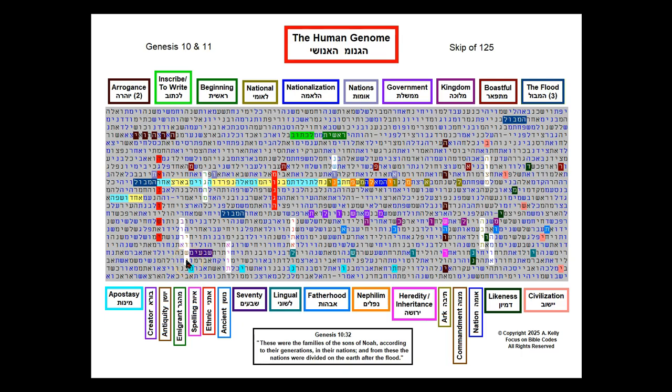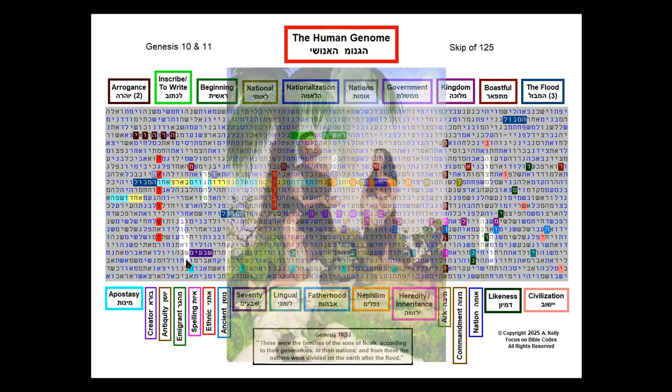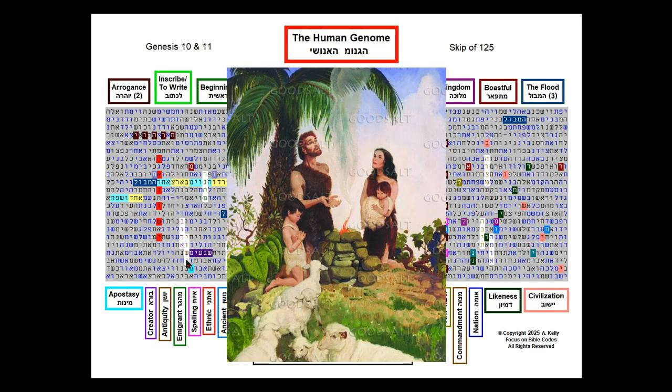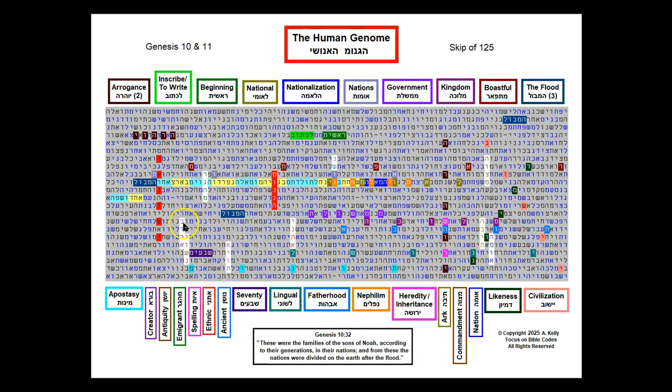The Creator made the first man in his own image and likeness. When Adam and Eve had their offspring, these children inherited genetic traits from their parents. The word creator is in this purple lettering going down. Likeness is in this dark green lettering going down diagonal. Fatherhood is in this blue going to the right. And inheritance or heredity is here, sharing letters in another word.